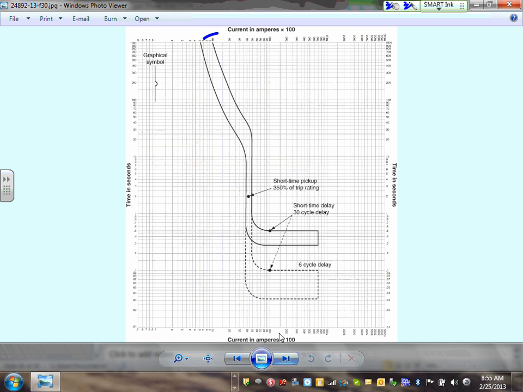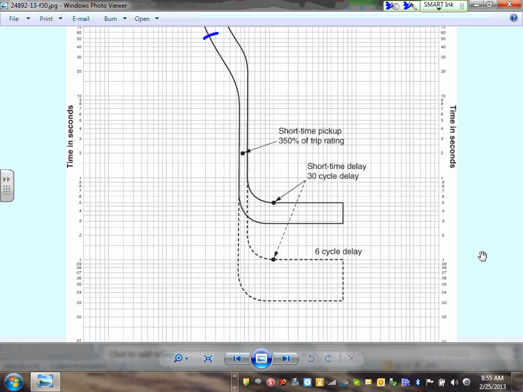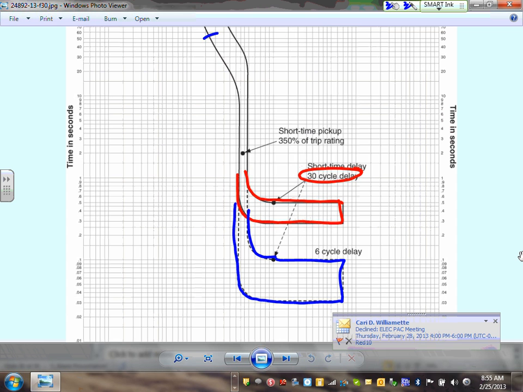If you look at the next curve, this is adjustable instantaneous, guys. The same thing, except the instantaneous is adjusted. Can you guys see that this is a 30 cycle right here? This is a 30 cycle adjustment to the instantaneous. The one underneath it is 6 cycles. Can you guys see the 6 cycles and 30 cycles?